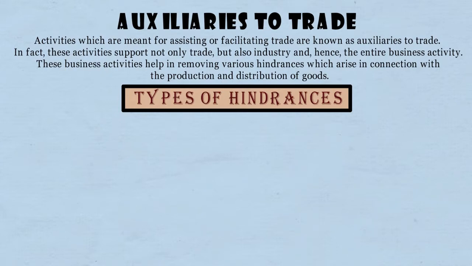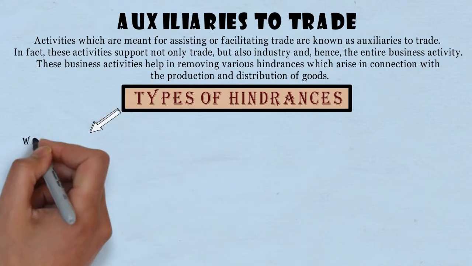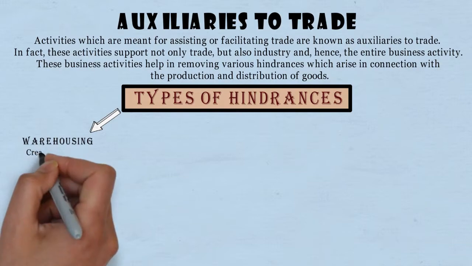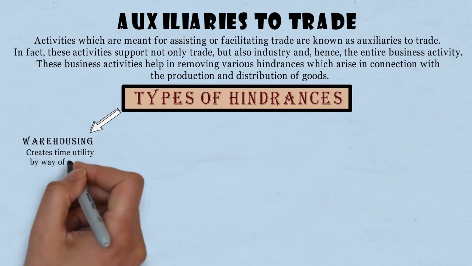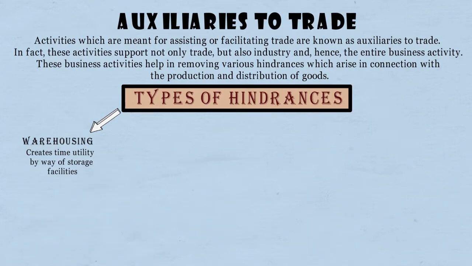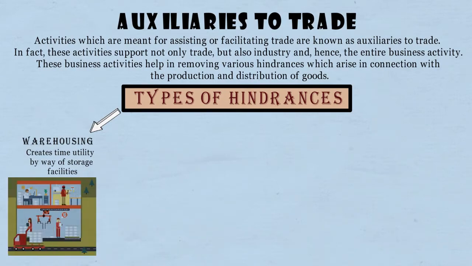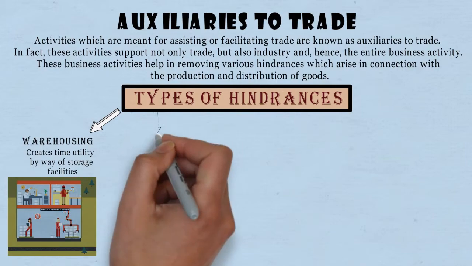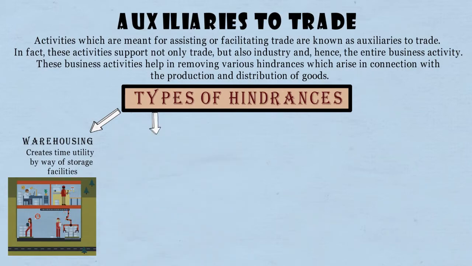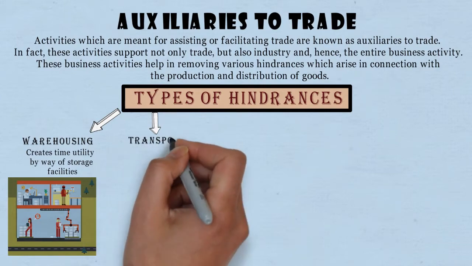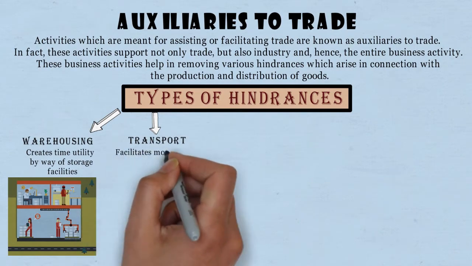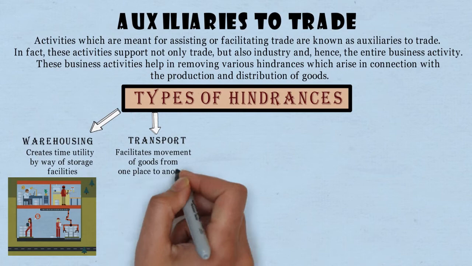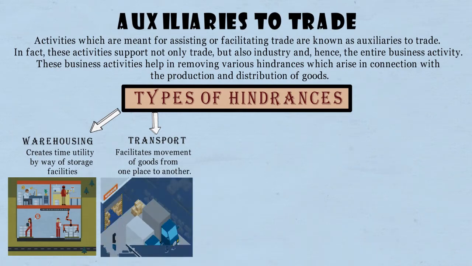Say we have produced a large quantity of goods in our factory, but where do we store them? Such hindrances are solved through warehousing, which creates time utility by way of storage facilities. So we have produced goods in bulk quantity and we have stored these goods in a warehouse. But how do we make sure that these goods are available to customers? So transport is the solution, where it facilitates movement of goods from one place to another.